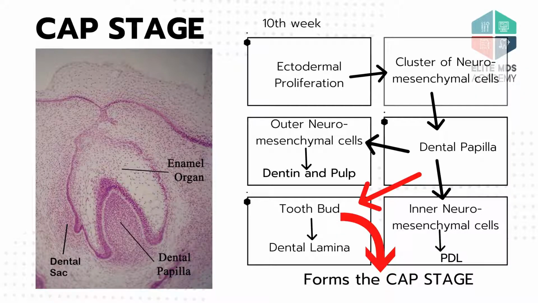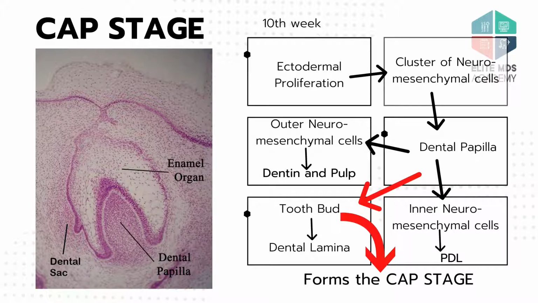Around week 10, the ectoderm continues to proliferate and it bumps into the cluster of neuromesenchymal stem cells below. This cluster of neuromesenchymal stem cells is called the dental papilla. The dental papilla forces the ectoderm of the tooth bud to grow around it. As this happens, the ectoderm resembles a hat, hence the name cap stage.